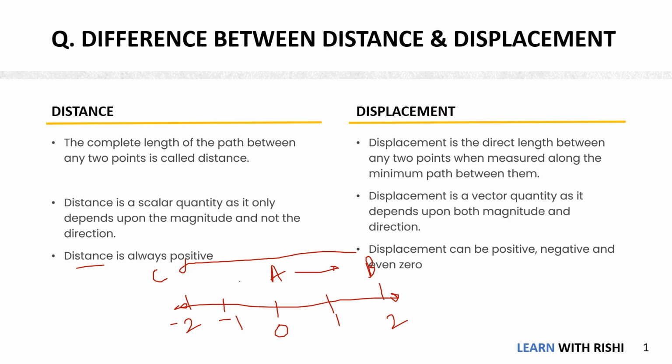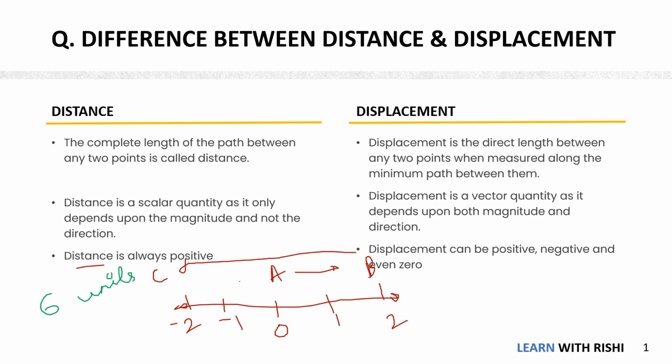We will not subtract that 2 because we have to find the distance. Distance is the measurement which you have traveled throughout. So it will be 2 plus 2, 4 plus 2, so it will be 6 units. So distance will be 6 units.